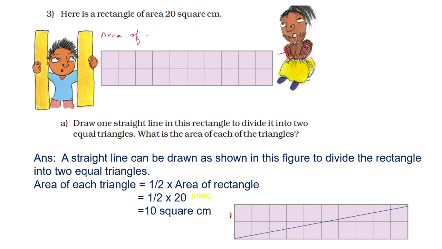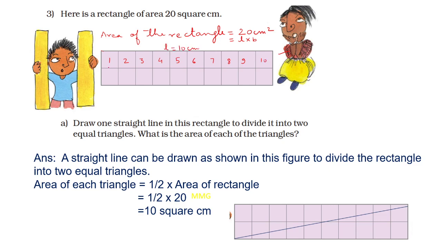Area of the rectangle equals 20 centimeter square. As you all know, formula for finding the area is length into breadth. So here children, this square is of 1 centimeter. Each side of this square is 1 centimeter. So first we will count number of squares column wise. So 4, 5, 6, 7, 8, 9, 10. So length is 10 centimeter.